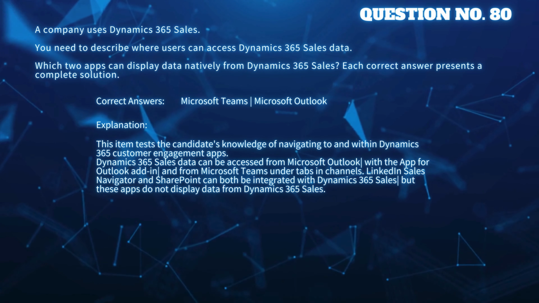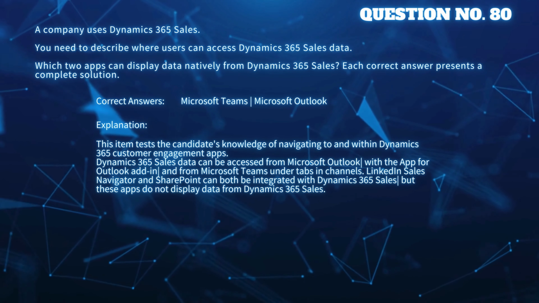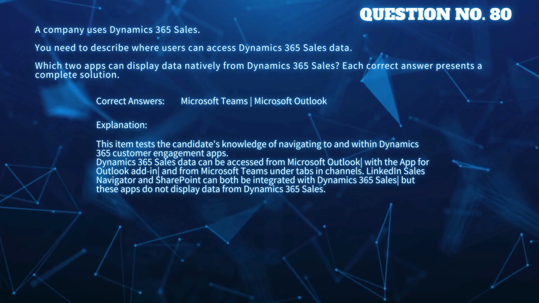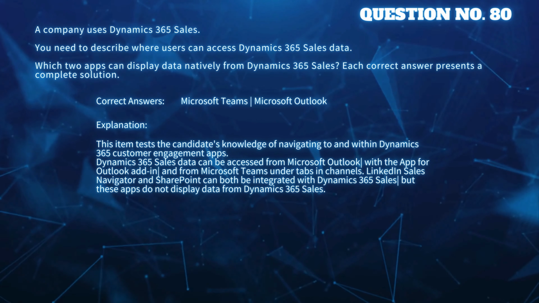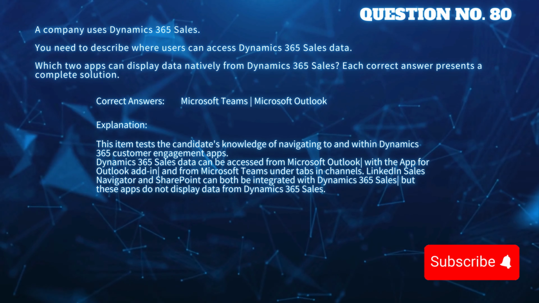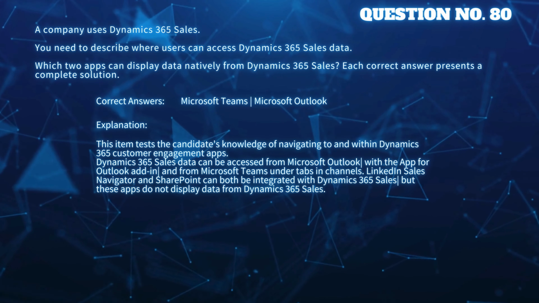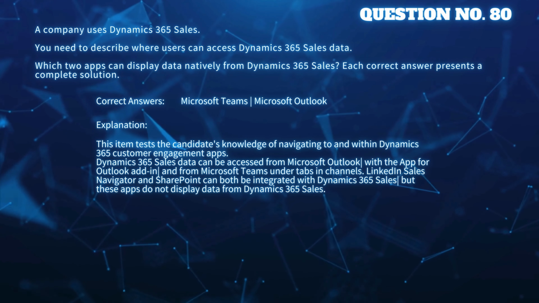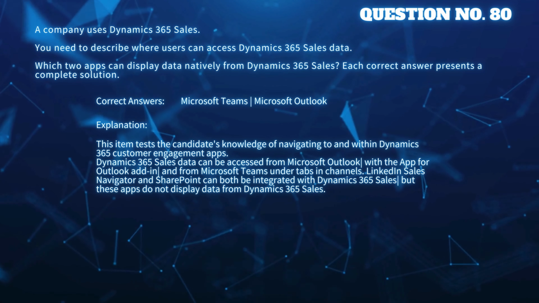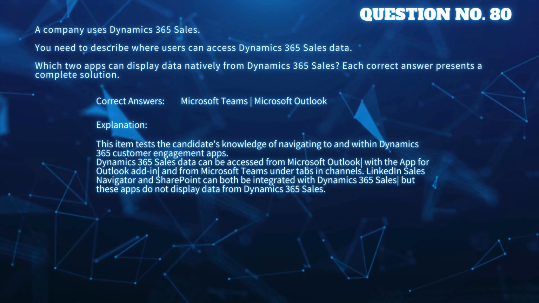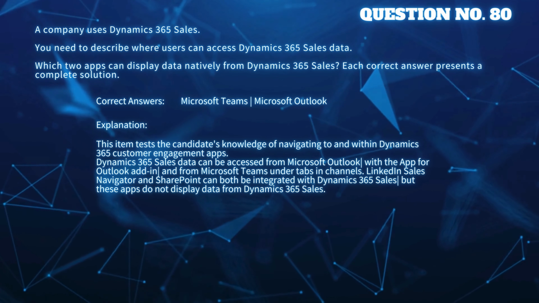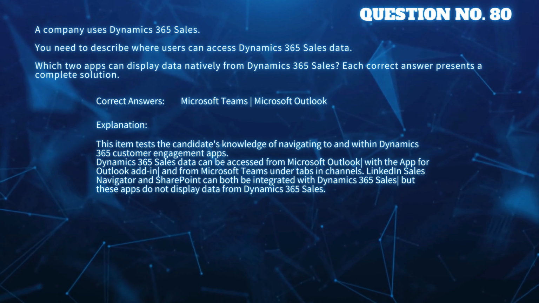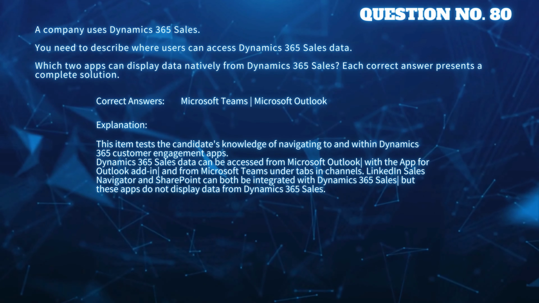Explanation: this item tests the candidate's knowledge of navigating to and within Dynamics 365 customer engagement apps. Dynamics 365 sales data can be accessed from Microsoft Outlook with the App for Outlook add-in and from Microsoft Teams under tabs and channels. LinkedIn Sales Navigator and SharePoint can both be integrated with Dynamics 365 Sales, but these apps do not display data from Dynamics 365 Sales.